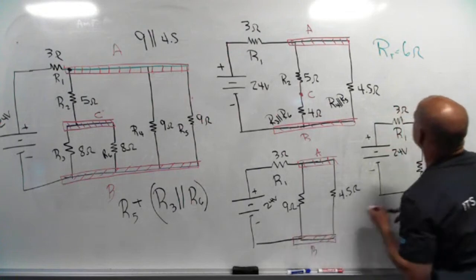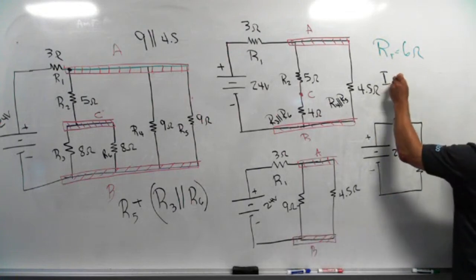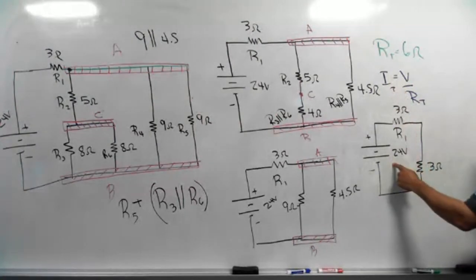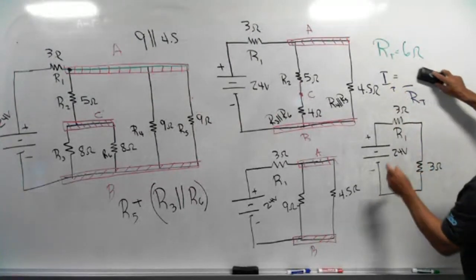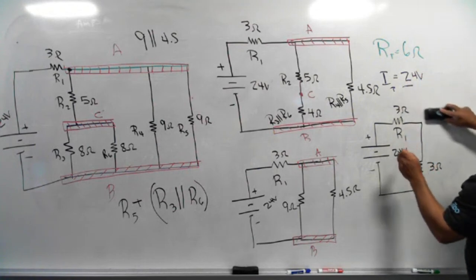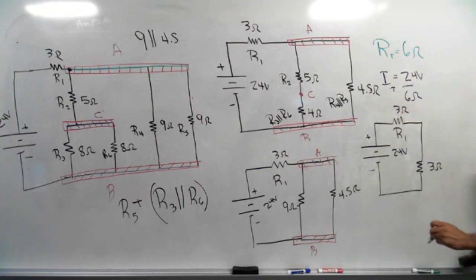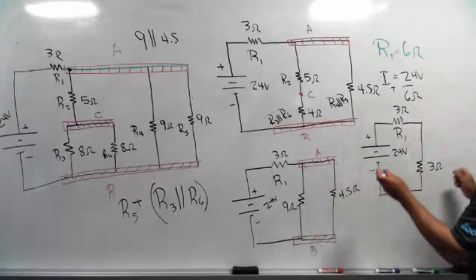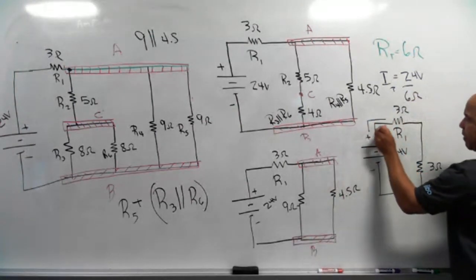I want to find current. Current is equal to voltage over resistance, and these are totals. So my voltage is 24. My current is going to be 24 over my total resistance, which is 6. That's going to give me 4. I got 4 amps flowing out of the battery. That's my main line current, 4 amps. I'm going to show that. I'm hoping this blue shows up. I'm going to show that 4 amps coming out of the battery.